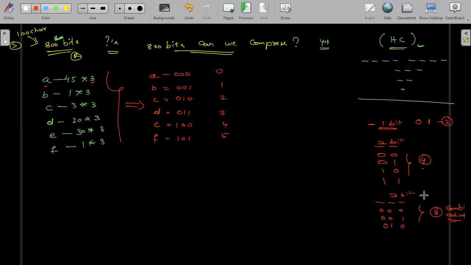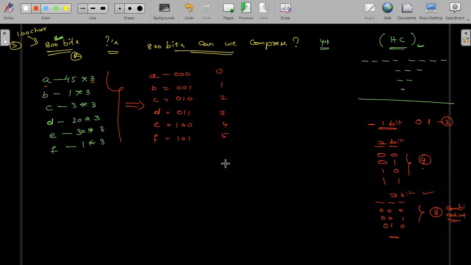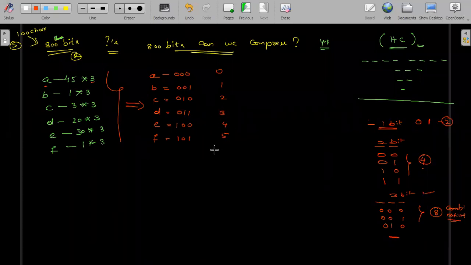That is the reason why I am using 3 bits, because I am getting more combinations, 8 combinations. In that I am using only 6. Yes or not?